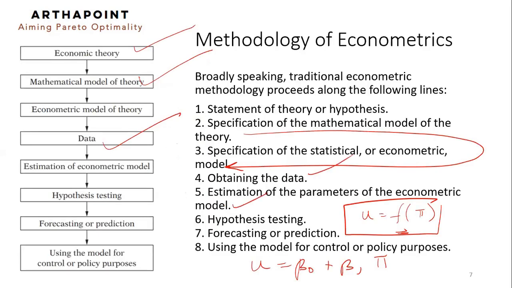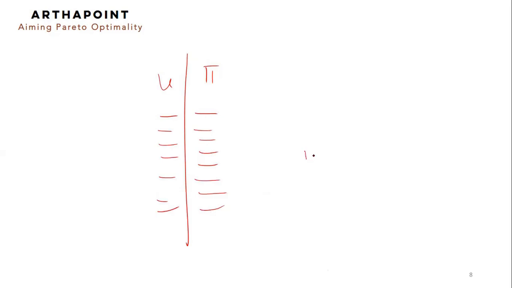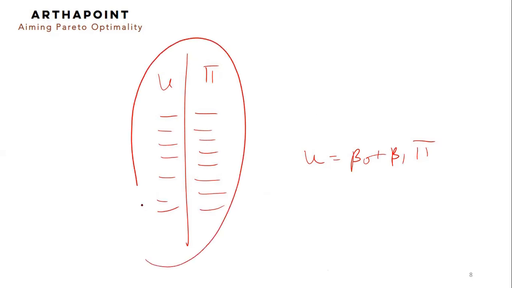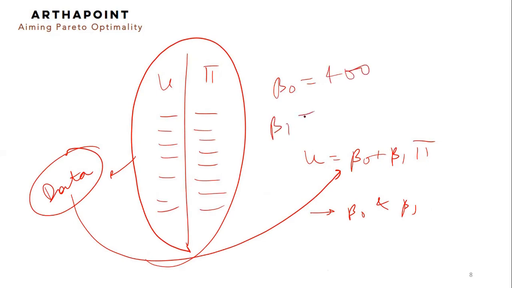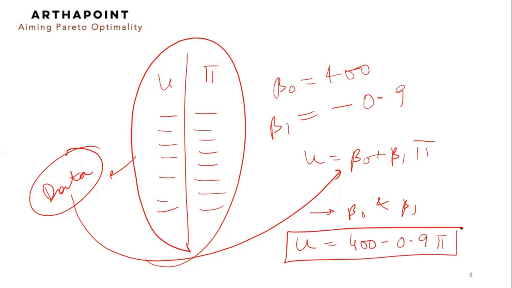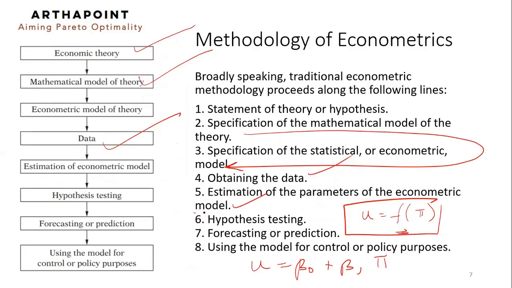After I obtain the data, I'm going to estimate the parameters. So I know that my model looks something like this. I know the values of these. Based on this data, I will show you how we will calculate it. But based on these data, I will calculate beta naught and beta 1 for you. Supposedly, beta naught comes down to 400. Beta 1 comes down to minus 0.9. I will write down that econometric model saying U is equal to 400 minus 0.9 inflation. I get my model.